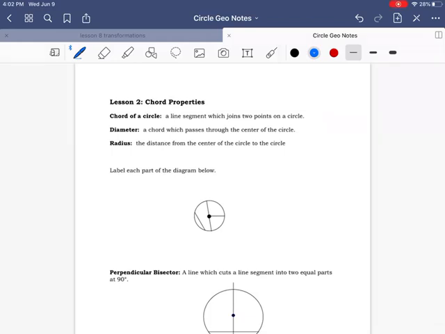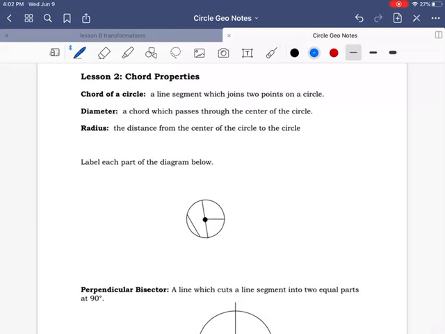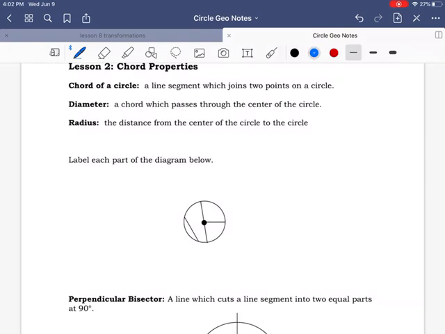Here's lesson 2, chord properties. So we start off with some definitions. The chord of a circle is a line segment which joins 2 points on a circle. So that could be this point and that point is joined, that point and that point is joined. Any 2 points on a circle, that's a chord.